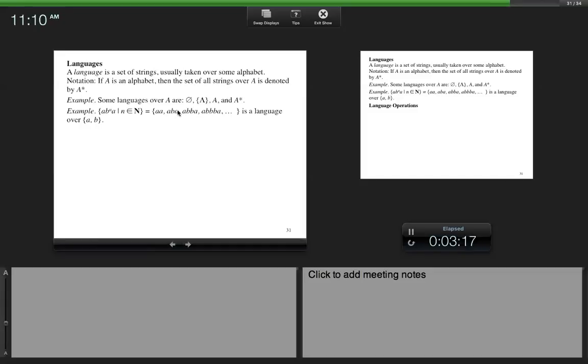So you start with a and end with a, but there's no b: aa. Then a b a, where you have only one b, and a b b a, a b b b a. So this notation over here is basically a short way of writing this language. This is simply a set of all the strings that looks like this. Remember a and b are the characters in the given alphabet.